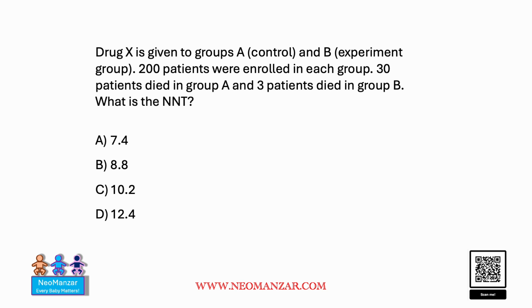A drug X is given to two groups, one is control and one is experimental. Both groups have the same number of patients. In group A, 30 patients died, and in group B, 3 patients died. So you just have to calculate number to treat.